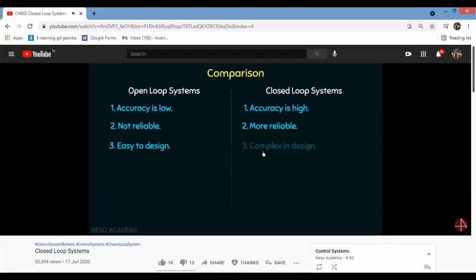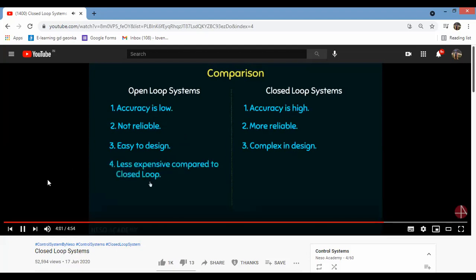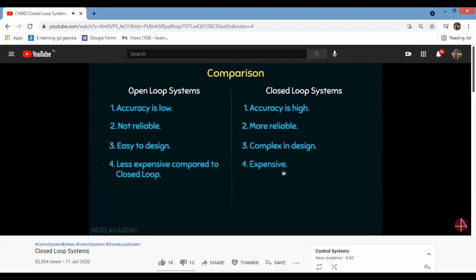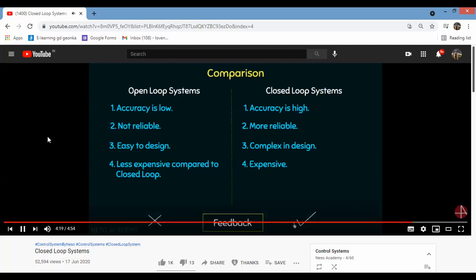Whereas the closed loop systems are complex in design because an additional feedback factor is involved and the circuitry is complex. Due to all three reasons, the open loop systems are less expensive as compared to the closed loop systems, but the closed loop systems are expensive. And now, what is the distinguishing factor between the two? Yes, it is the feedback, which is the distinguishing factor between the open loop systems and the closed loop systems. It is absent in the open loop and present in the closed loop systems.